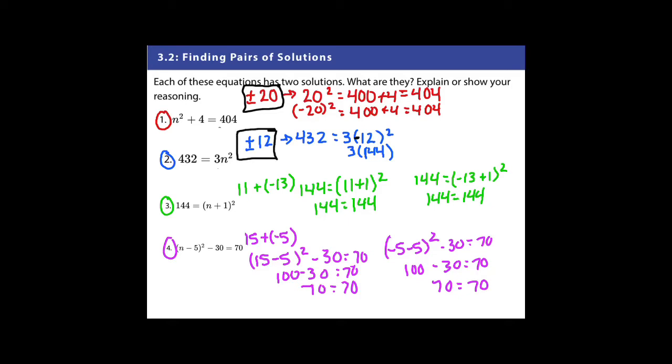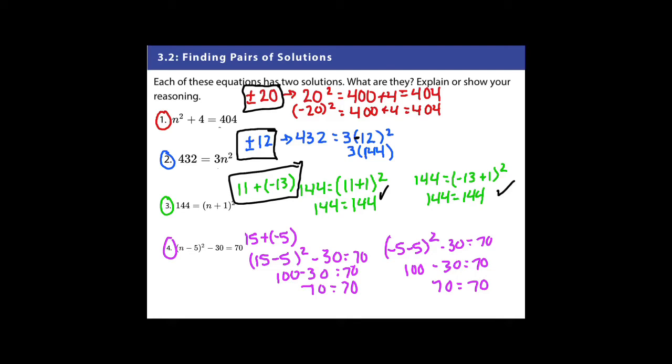Number 3, in green, 144 equals x plus 1 squared. If we do 11 plus 1 squared, that would be 12 squared, so 144, and that checks out. And then negative 13 plus 1 gives us negative 12, and a negative times a negative is still a positive, so that works also. So it would be positive 11 and negative 13 for that one.